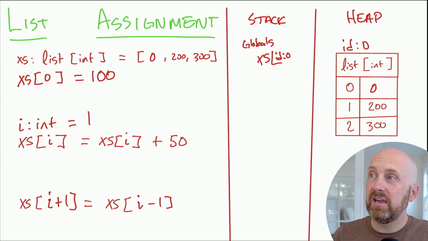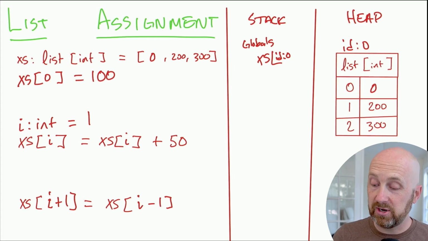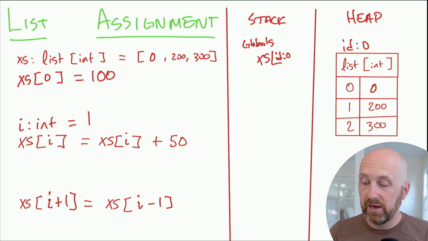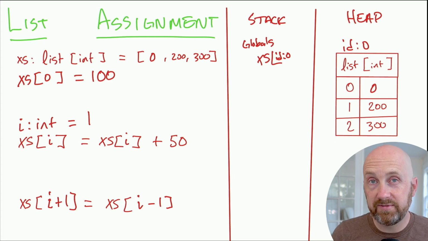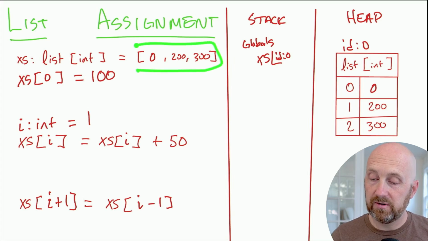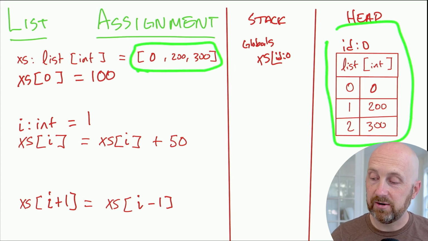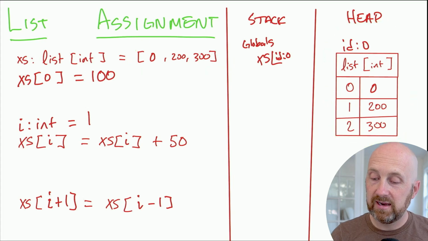Well, in this handwritten memory diagram example, I'm going to ask you to try pausing and following along in just a moment. But let me talk through just the very first example and then turn it over to you to try carrying out the second two. So notice we are starting with this list 0, 200, 300. We've established that in our heap ID 0, and that's being assigned to xs, and xs in globals is this ID 0. And here we reach our very first assignment statement.